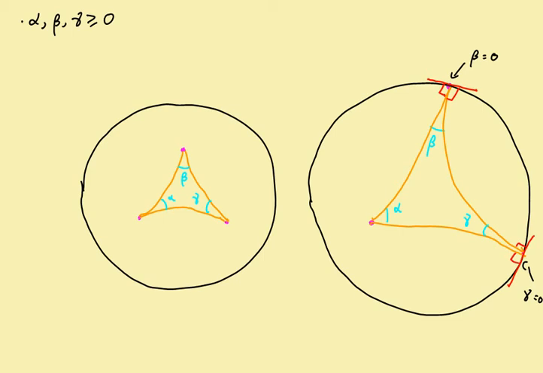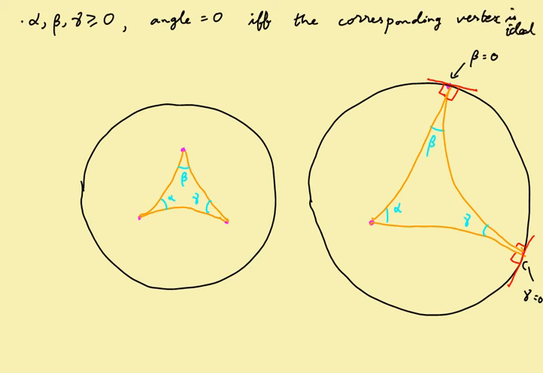So the second thing we know is that an angle equals 0 if and only if the corresponding vertex is ideal. So this is the first thing we know. And the second thing we'll see, we're just taking a simple picture.